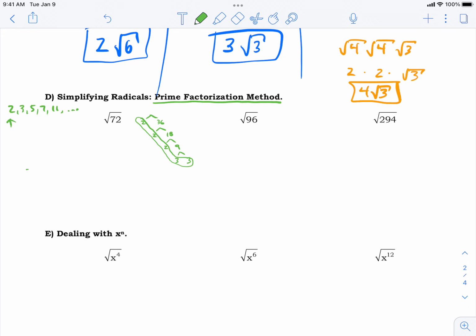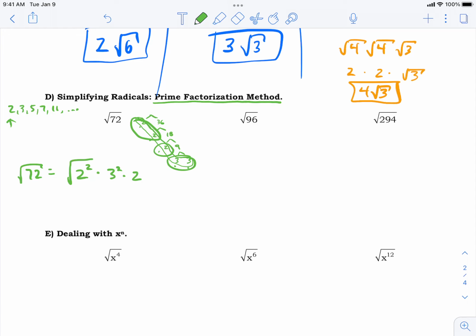The 72 became a, what have I got? A 2 times a 2 times a 2 times a 3 times a 3. So every time I get a pair, here's a pair, I'm going to write it as a 2 squared. And then here's another pair, a 3 squared. And then here's a 2.